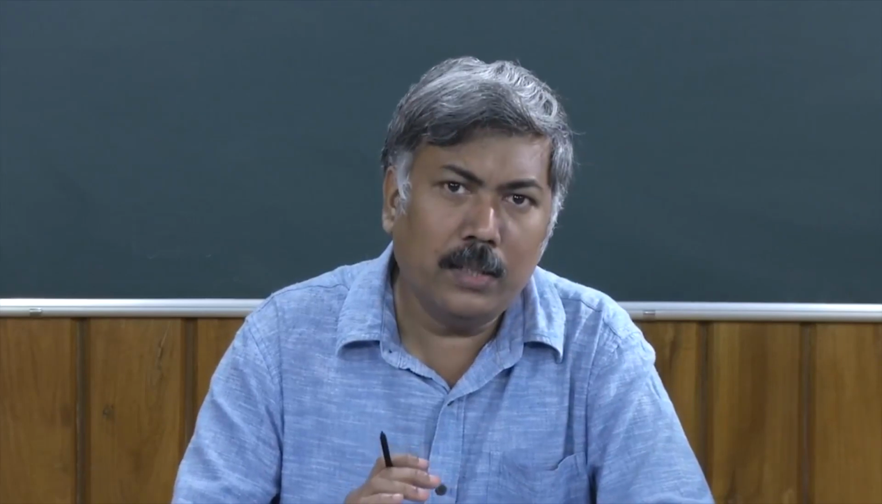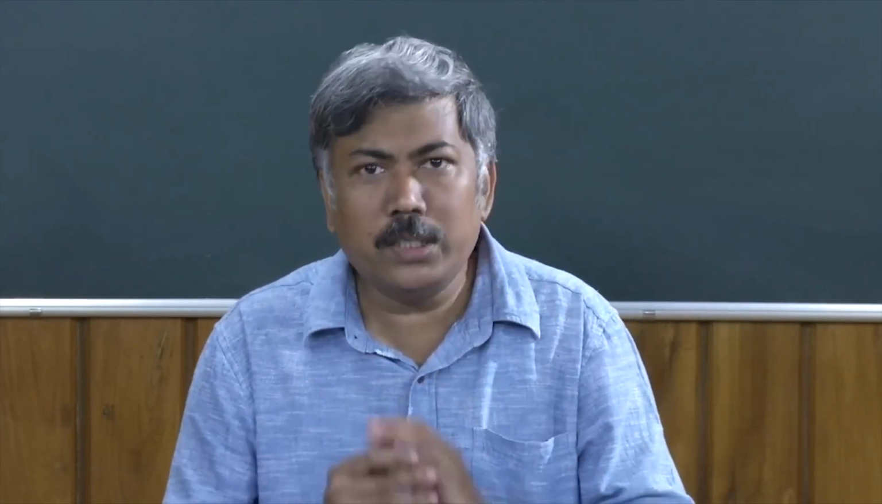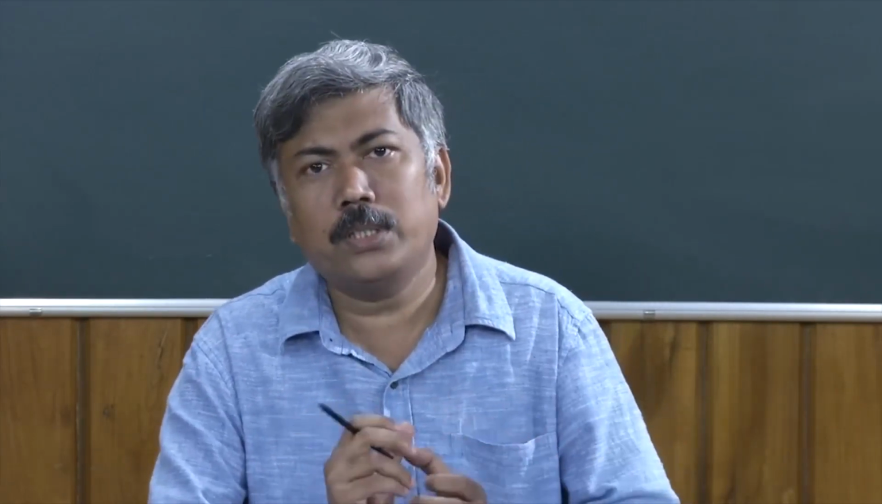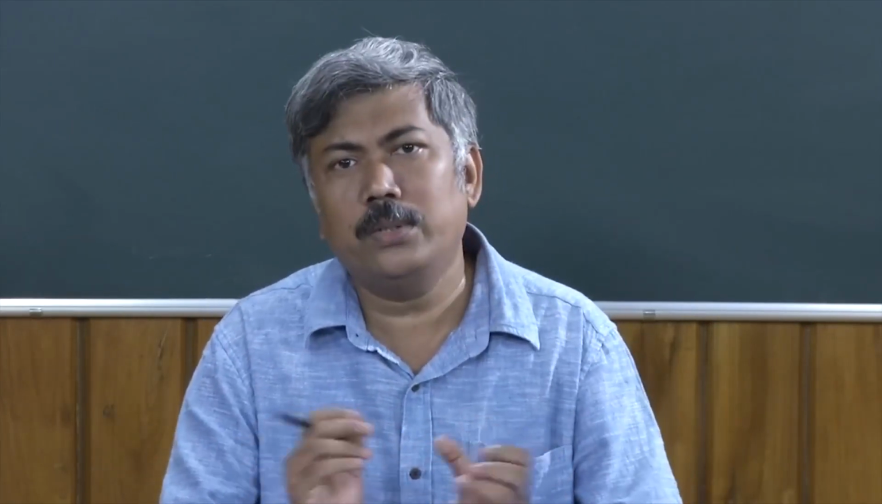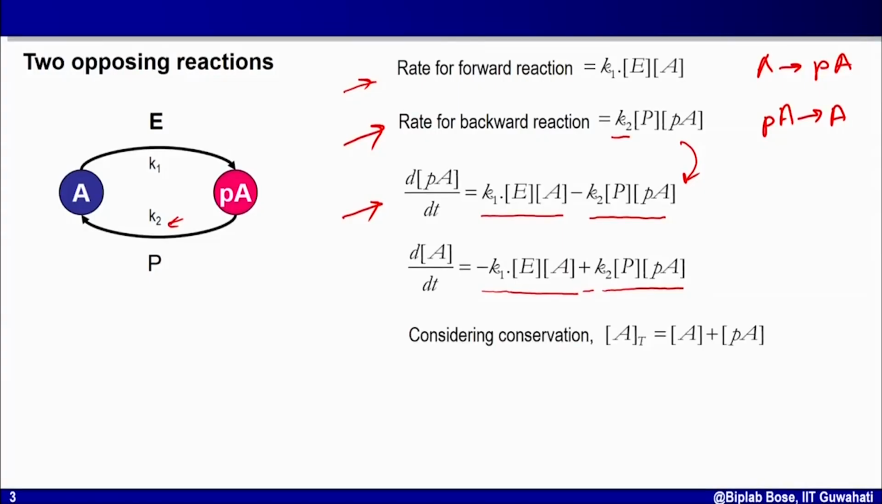Now if I want to reduce these two ODEs into only one, what I can do is consider the conservation of substrate. If you remember, many a time we use this conservation rule to reduce the number of dependent variables, so we can reduce the number of ODEs. So here I can assume that the total amount of the substrate, that is A, remains constant, and that is AT, and it is made up of free A, which is not phosphorylated, plus phosphorylated A, and I can consider this whole sum is constant.